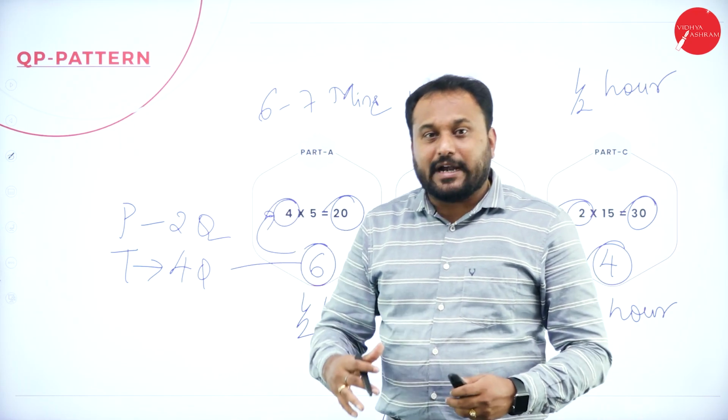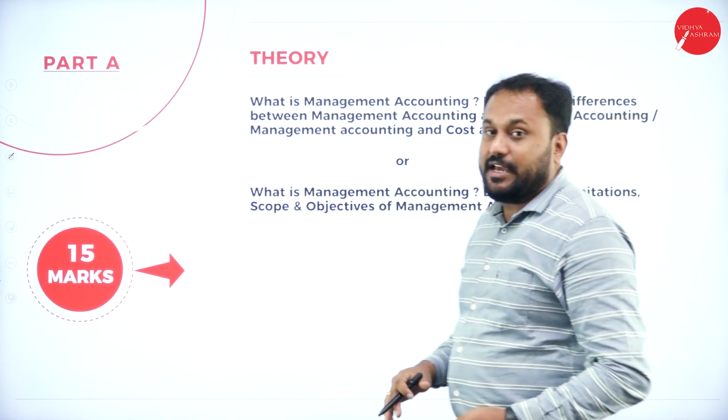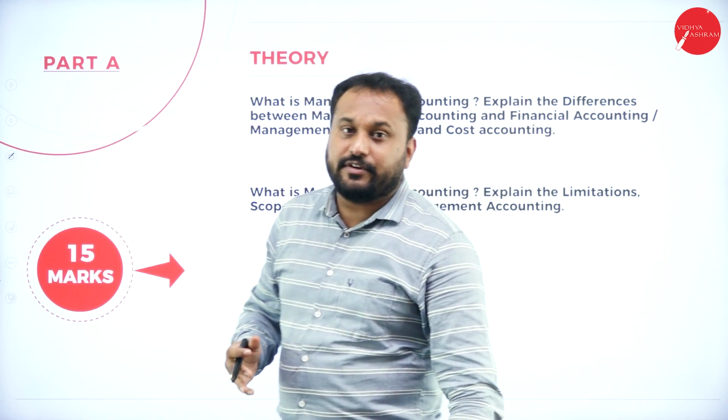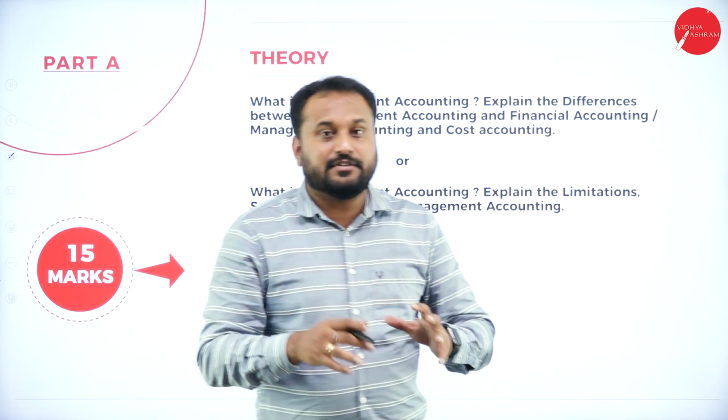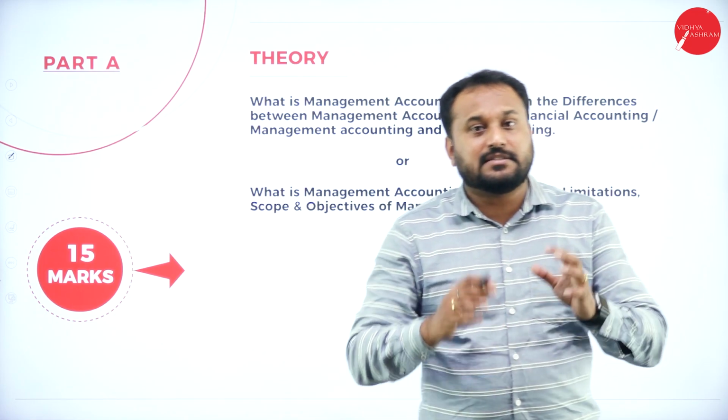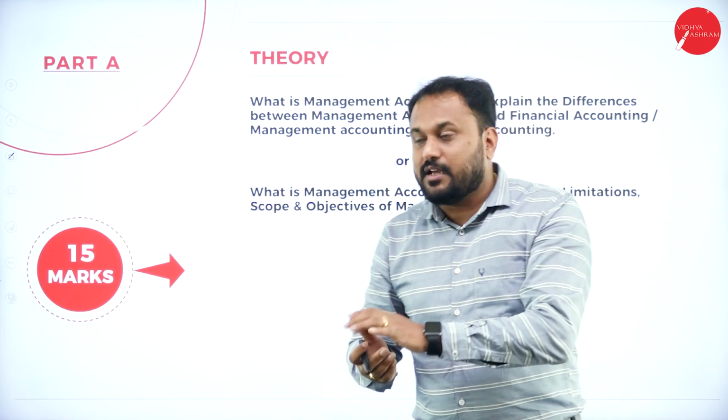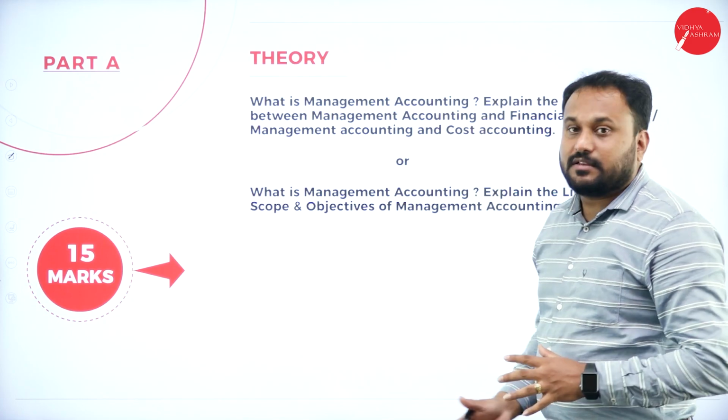So let's check what exactly happens. Here is the part A. Now I'm going for a reverse order where the question paper is totally reversed. I'm telling you, you have 15 marks. We'll assume that it's a part A. Now what will the question be? The question will be a theory.